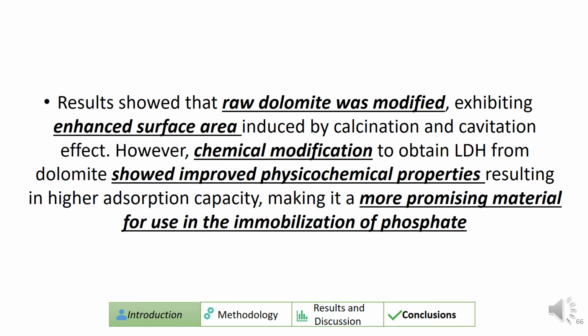Results showed that raw dolomite was modified, exhibiting enhanced surface area. However, chemical modification to obtain LDH from dolomite showed improved physicochemical properties, resulting in higher adsorption capacity, making it a more promising material for use in the immobilization of phosphate.